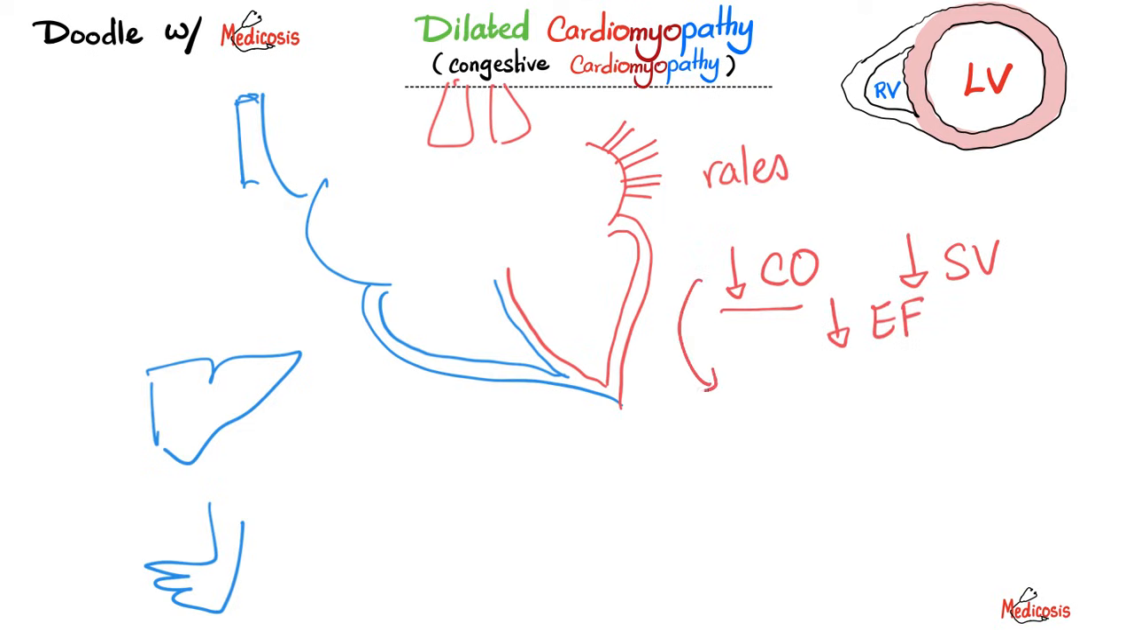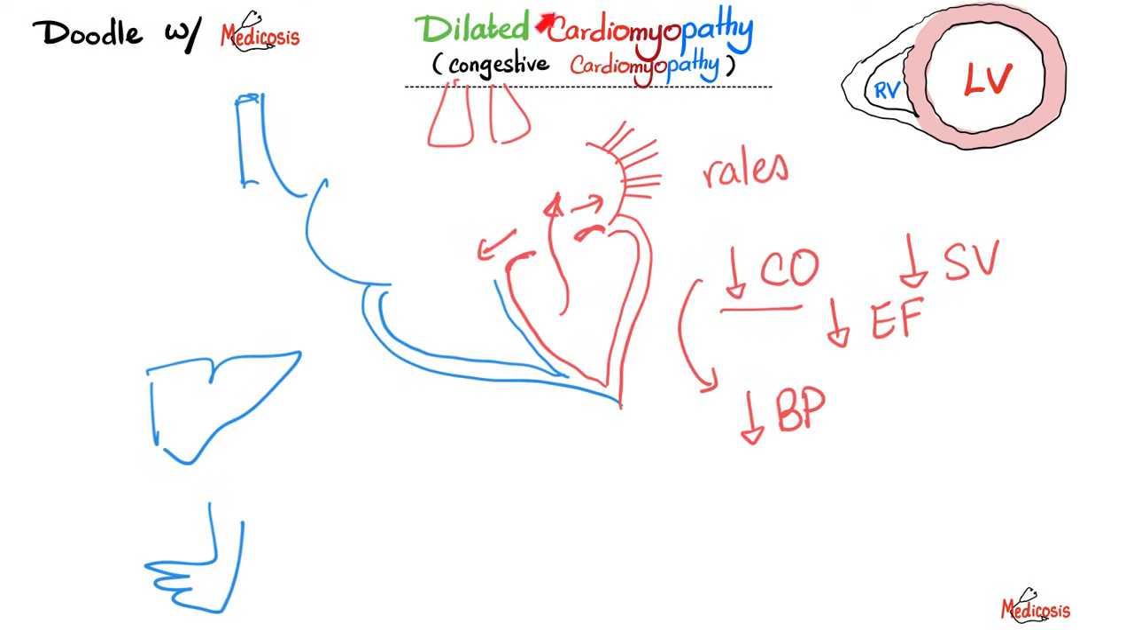When cardiac output is low, what's going to happen to my blood pressure, please? It decreases. And look at this. When the ventricle dilates, who's going to be stretched out? The poor mitral valve. And when the mitral valve is stretched out like this, what's going to happen? Blood will regurgitate back from the left ventricle to the left atrium.